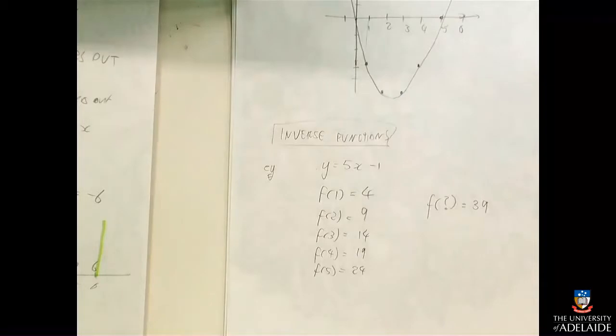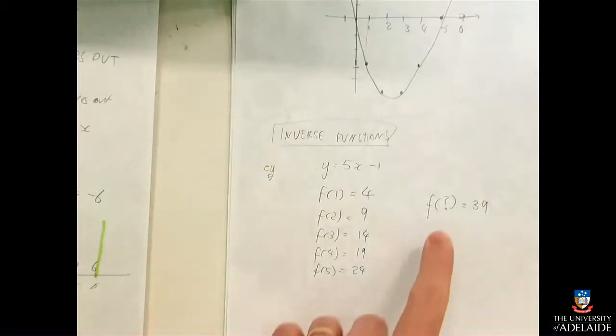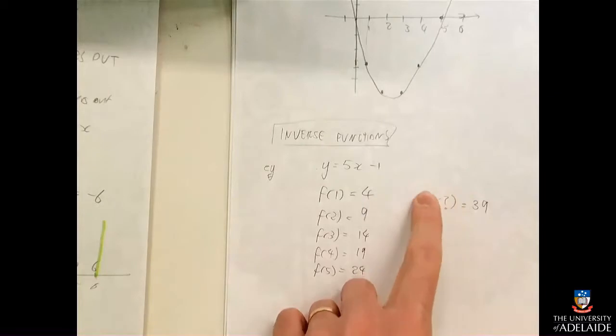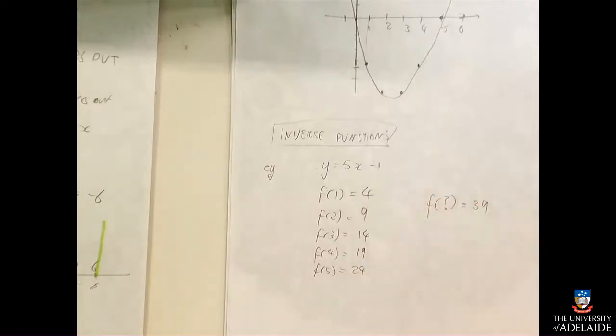So how do I figure out what goes in that position there? I could totally do it by solving the equation. I could stick 5x minus 1 in this position and rearrange it to figure out what the x is.